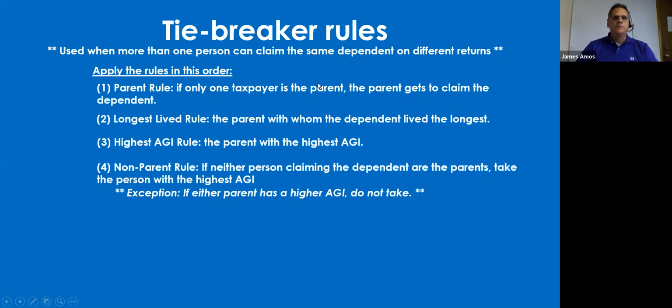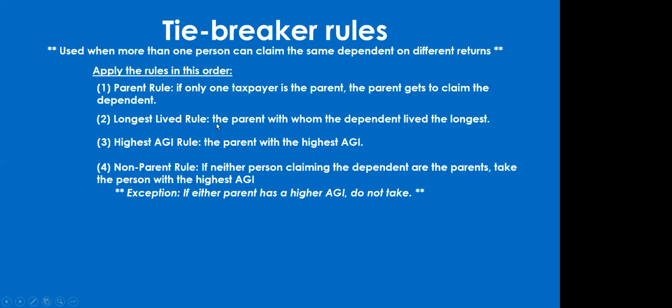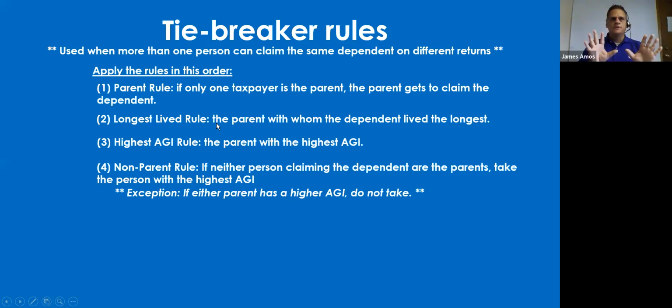But what if both people are the parents? That's where the longest lived rule applies. It simply says the parent with whom the dependent lived the longest. So if Johnny lived with mom for 8 months and with dad for 4 months, who gets to claim Johnny? Mom. Now, I do want to stress that mom and dad can agree who gets to claim Johnny in that situation because of a different set of rules. Remember those rules called special rules for divorced and separated parents? Mom and dad can agree who will claim Johnny, but if they can't agree, the IRS applies these rules.